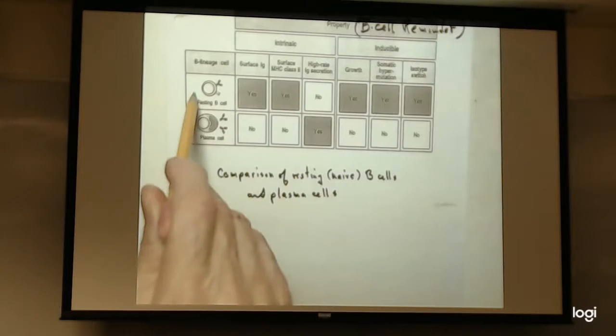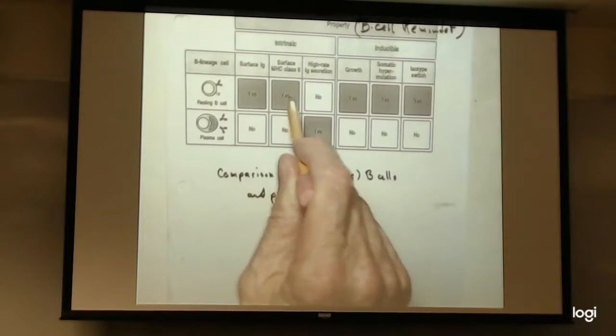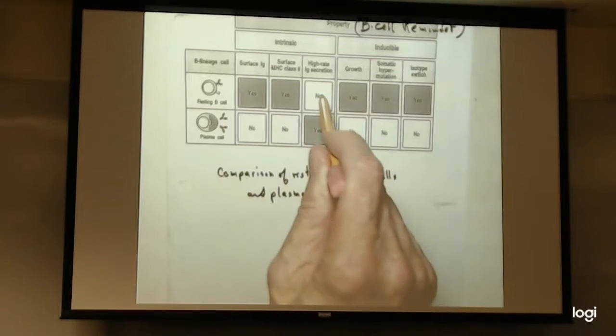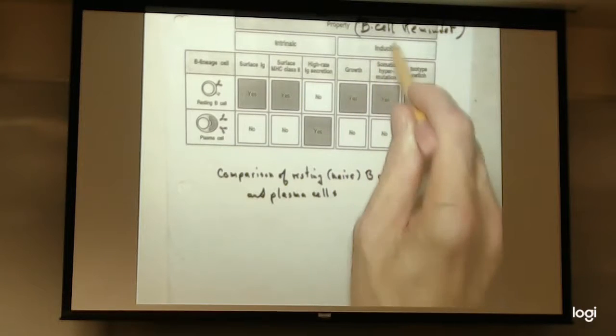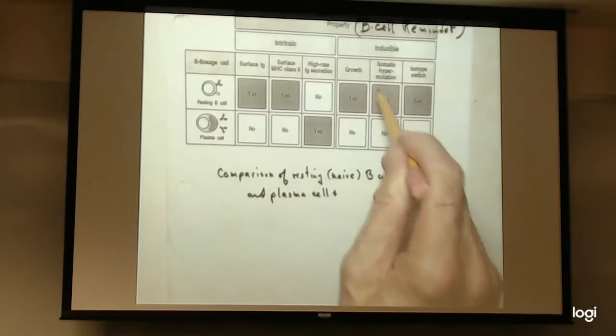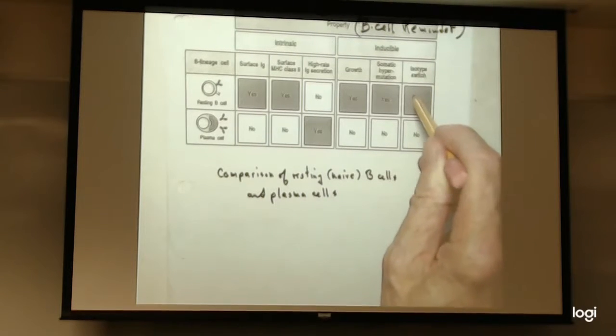The resting B cell makes surface IgM, it makes MHC class II molecules, and it does not secrete antibody. This is intrinsic. It has inducible growth, somatic hypermutation, and IgM to IgG or isotype switch.